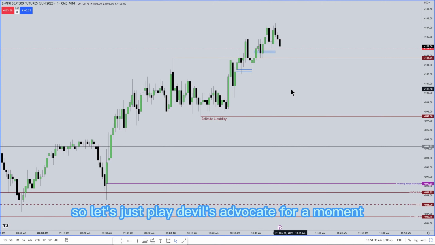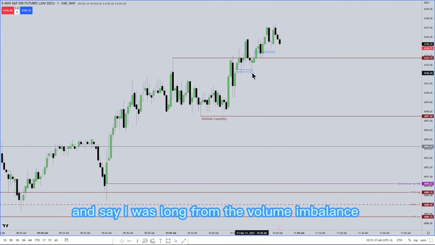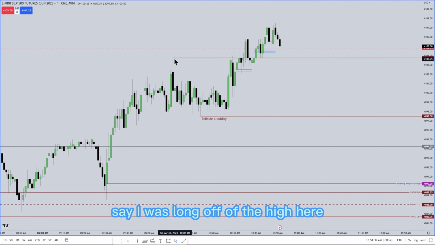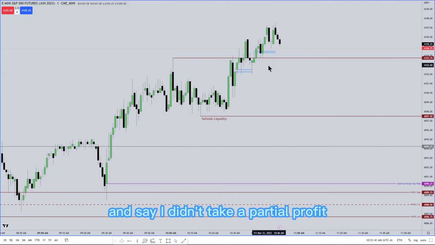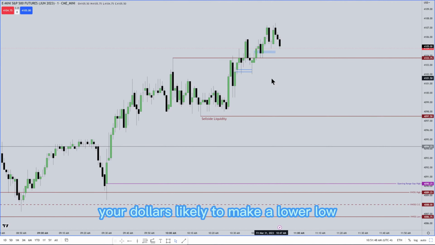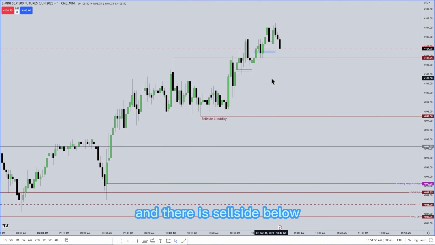So let's just play devil's advocate for a moment. Say I was long from the volume imbalance. Say I was long off of the high here. And say I didn't take a partial profit, or I didn't take 5 handles off. Cable just made a lower low. Your dollar is likely to make a lower low with that sell side below that 108.64.63 area, as I mentioned a little while ago.